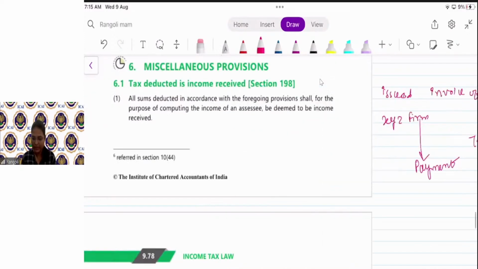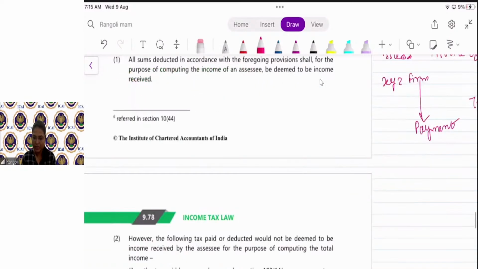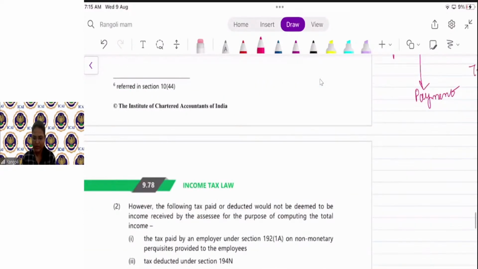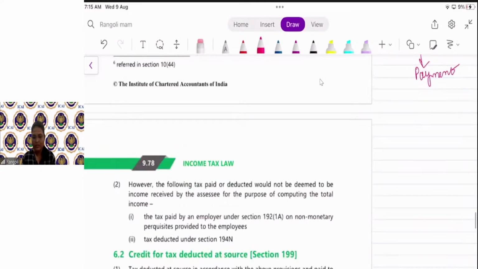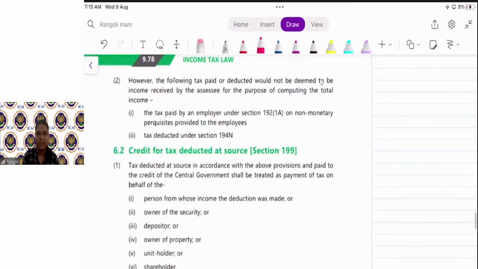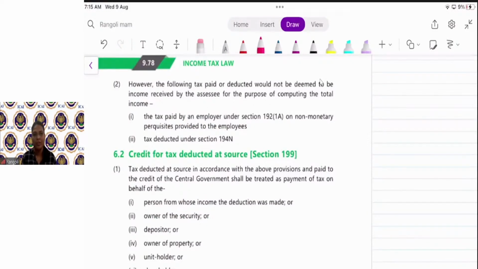So the TDS deducted is also considered to be income. However, this is not applicable if the employer has deducted TDS on non-monetary perquisites, and TDS deducted under 194N. 194N is cash withdrawal. Okay, so cash withdrawal is not your income.